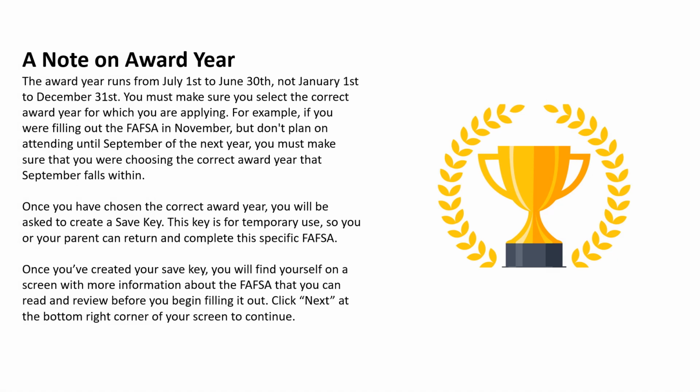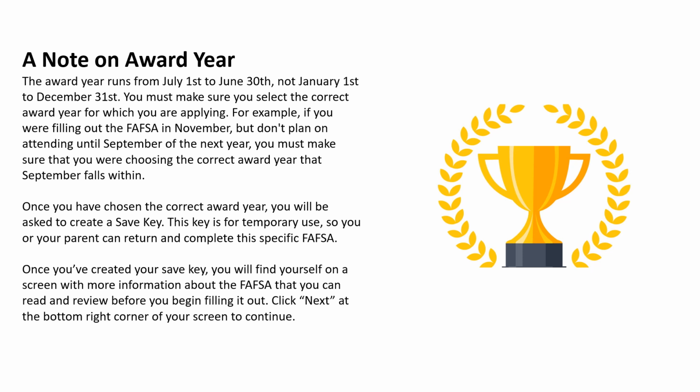A note on award year. The award year runs from July 1st to June 30th, not January 1st to December 31st. You must make sure you select the correct award year for which you are applying. For example, if you are filling out the FAFSA in November, but don't plan on attending until September of the next year, you must make sure that you are choosing the correct award year that September falls within.